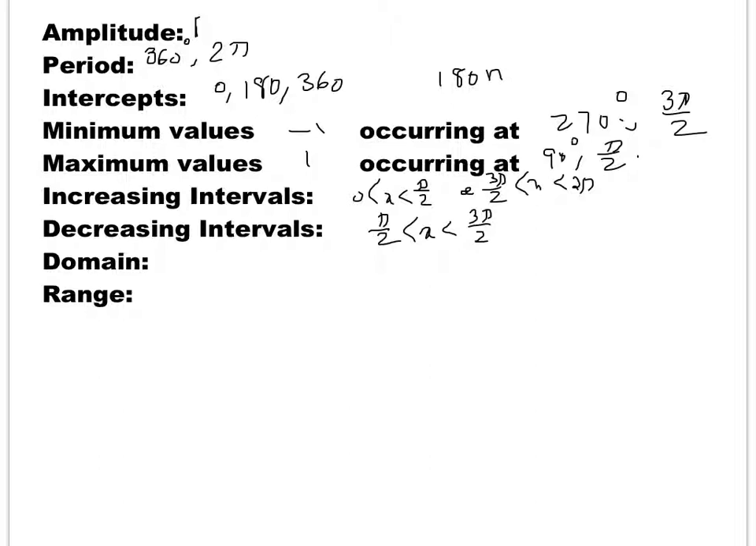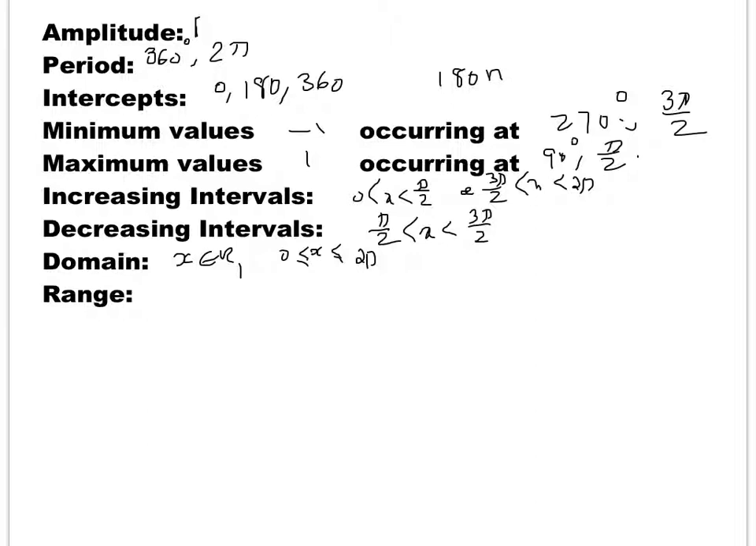Now, the next question, what is the domain of the function? Meaning, what are the valid values for x? Helena? 0 is greater than or equal to x and less than or equal to 360. So x is less than or equal to 2 pi and greater than or equal to 0. Again, I would prefer to use the pi notation. Okay, so get used to it, 2 pi.